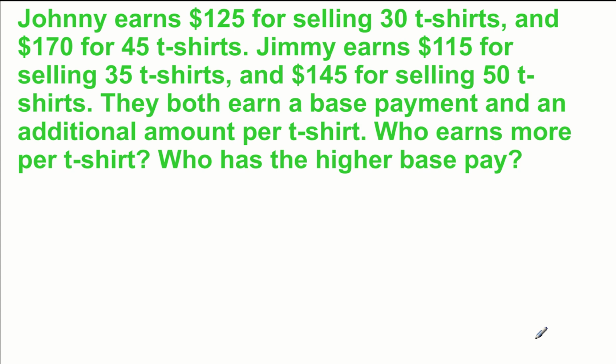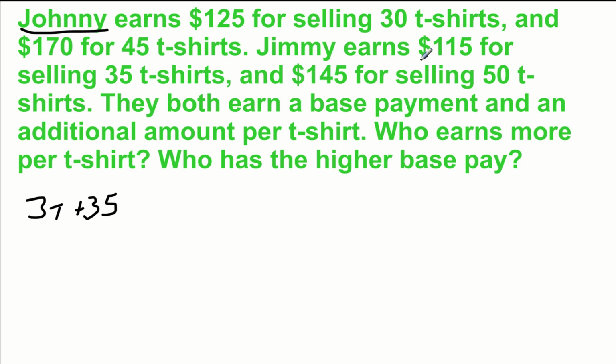All right, so here's the difference. This time we got Johnny and his shirts, and we got Jimmy and the T-shirts he's selling. It says they both earn a base pay and an additional amount per T-shirt. We need to know who earns more per T-shirt, and then who has the higher base pay. So, Johnny, we already had with 3t plus 35. Okay?